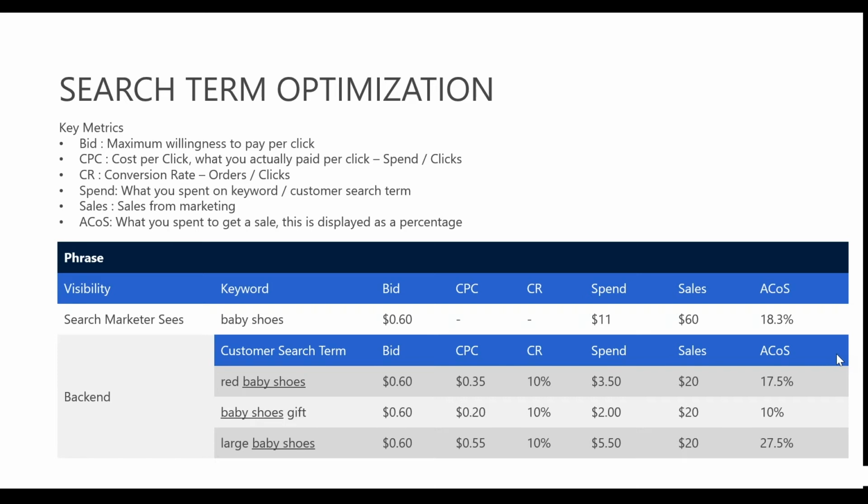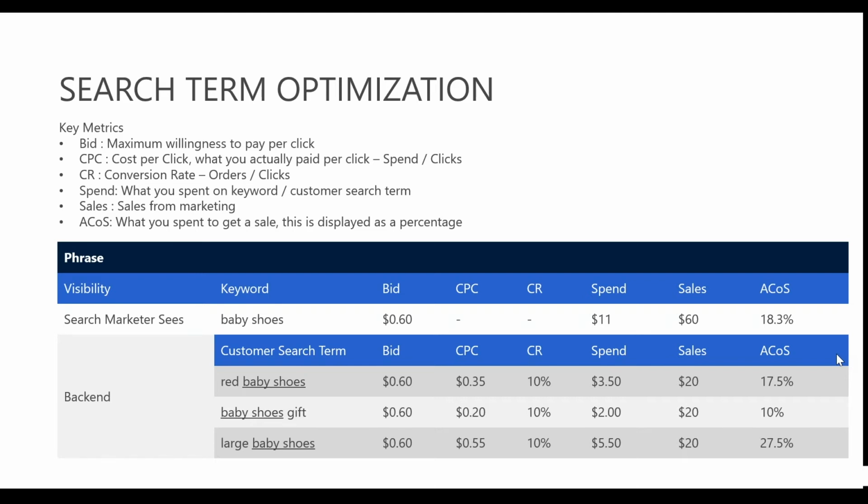The conversion rate is orders divided by clicks. So if clicks increase, the more you're paying, essentially all else constant, to get an order, or if the conversion rate goes down, it's essentially more clicks to an order. Spend, what you spend on a keyword or a customer search term. Sales, very self-explanatory. And ACoS, what you spend to get a sale. This is spend divided by sales.